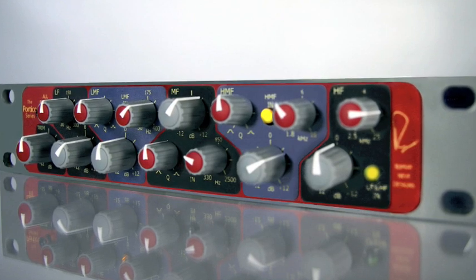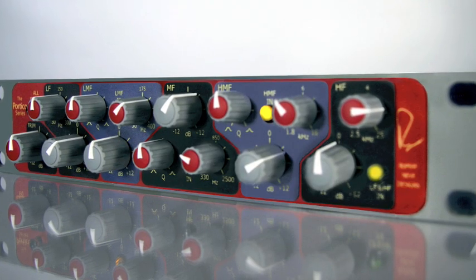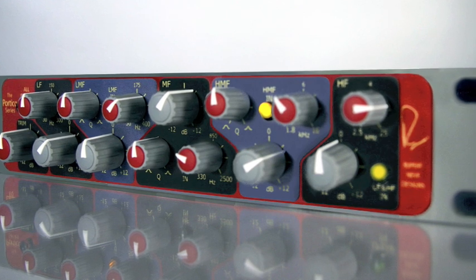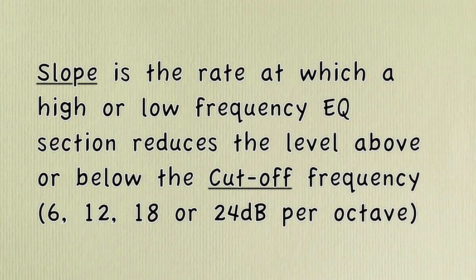While using EQs, you might come across some interesting terms. To point you in the right direction, here is a short list of the most important. Cutoff frequency is the frequency at which a high or low frequency EQ section starts to take effect. Slope is the rate at which a high or low frequency EQ section reduces the level above or below the cutoff frequency, usually 6, 12, 18 or 24 dB per octave.